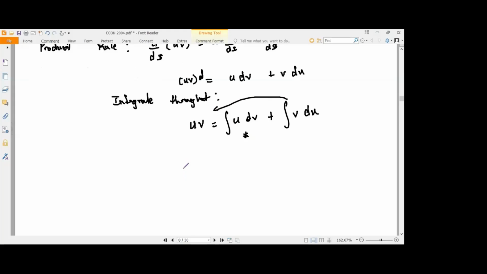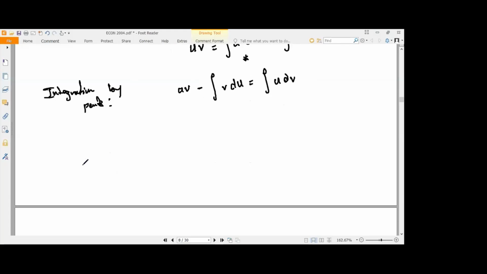So I'm going to get that uv minus the integral of v du is going to be equal to the integral of u dv. And this is exactly how it appears on the exam papers, right? So this is what we call integration by parts. And it comes from the product rule of differentiation. And it's a beautiful method, all right?